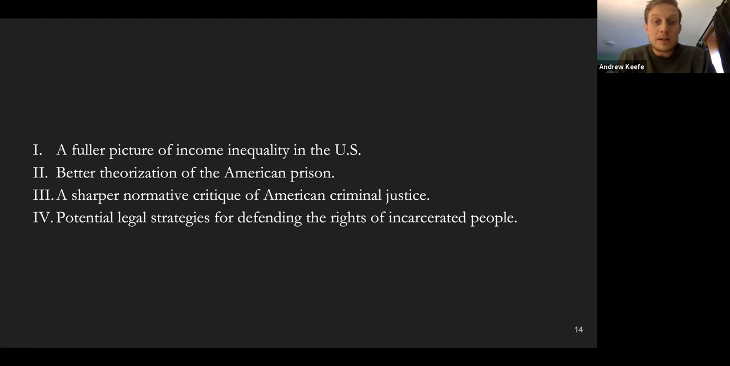Our third implication of our findings is that we think there are some important normative implications. If we can agree that it is wrong to work without pay, then we think it is wrong that so many people in American prisons are working without pay. It is immoral for private industry to reap profit from unpaid and underpaid prison labor, even if this isn't the most common type of prison labor experience.